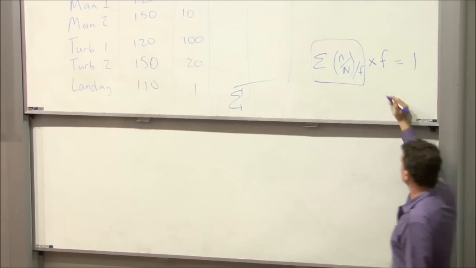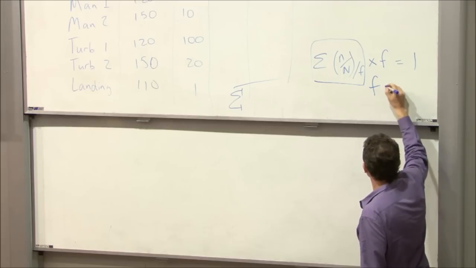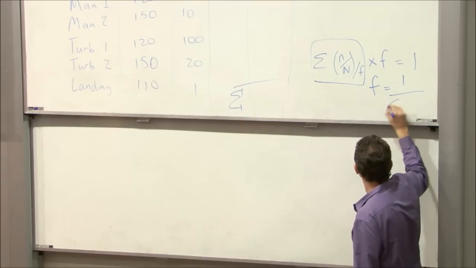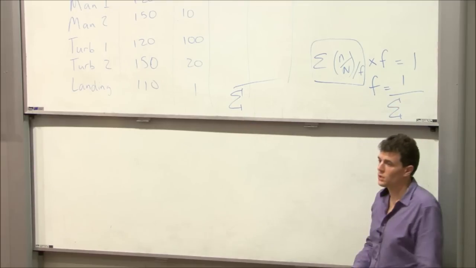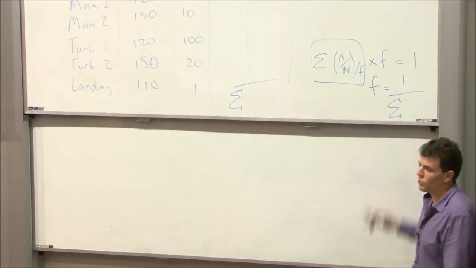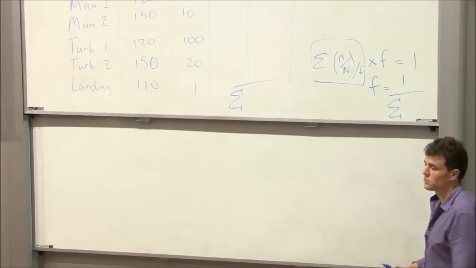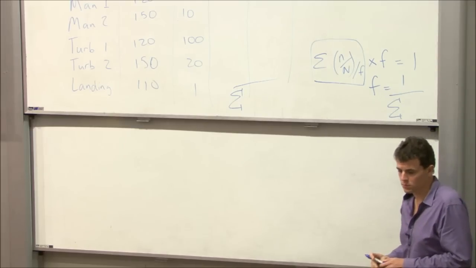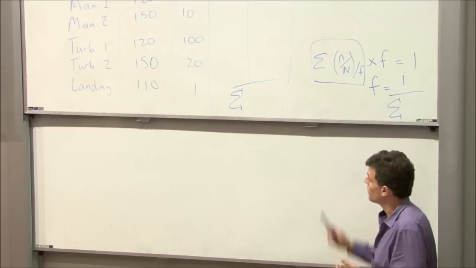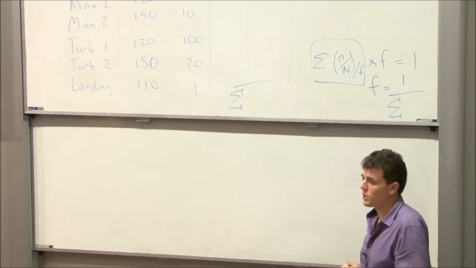So to work out the number of flights, we just say F equals 1 over this sum that we've just calculated. And if we want to apply a scatter factor, we can also divide through by the scatter factor. So there's a tute question specifically asking you to do one of these calculations.